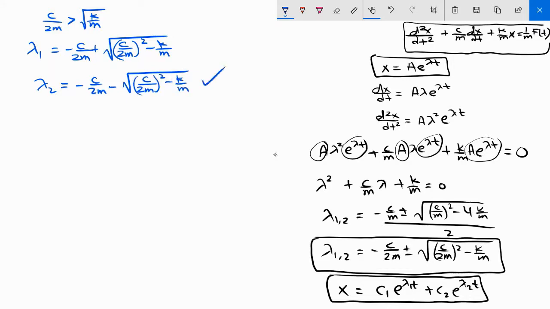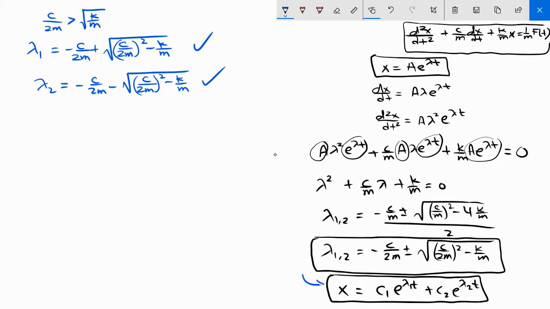Now notice that this is negative and this will also be negative, right? Because this (c over 2m) square will be greater than k over m. So you will get a positive number under the square root, but that positive number is smaller in magnitude in comparison to c over 2m. So for that reason, this lambda 1 will also be negative.